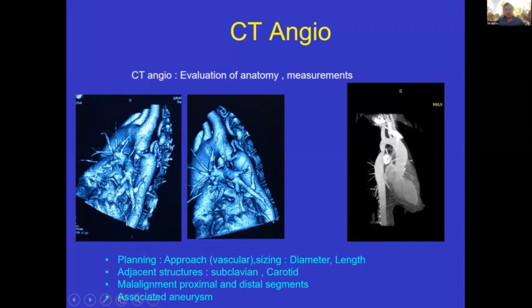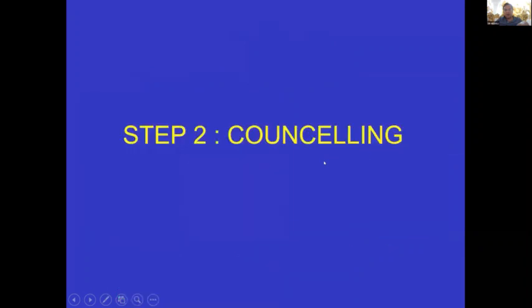Of course, we have to look for the associated aneurysms, as has been noted in the next diagram, where we have a coarctation and an associated aneurysm. In this case, we will be actually stenting this particular one.